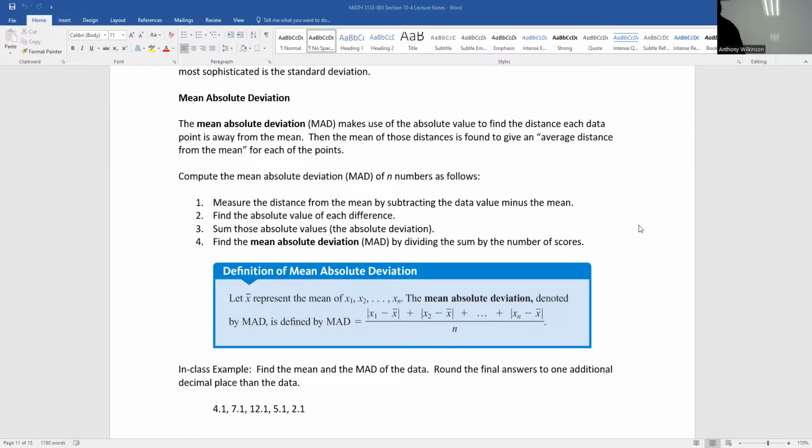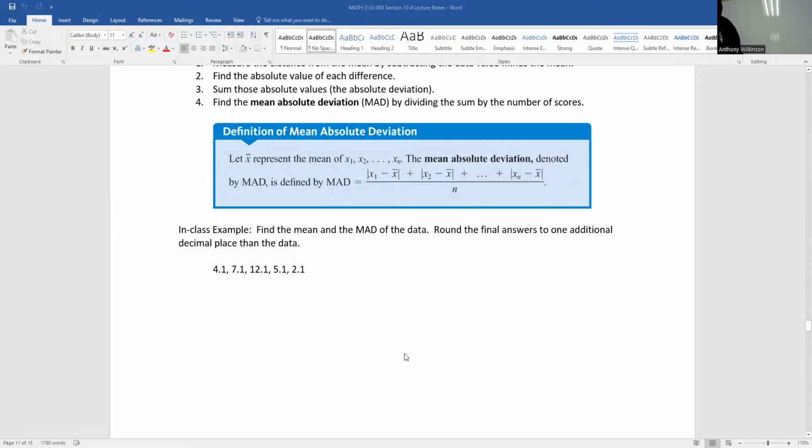Then for the mean absolute deviation, or MAD, you divide that sum by the number of scores. So this is how the mean absolute deviation is defined. We use the procedure at the top to come up with our mean absolute deviation. It's the absolute value of x1 minus x bar, plus the absolute value of x2 minus x bar, and so on, all the way up to the absolute value of xn minus x bar. All that is divided by n, the number of data values that you have.